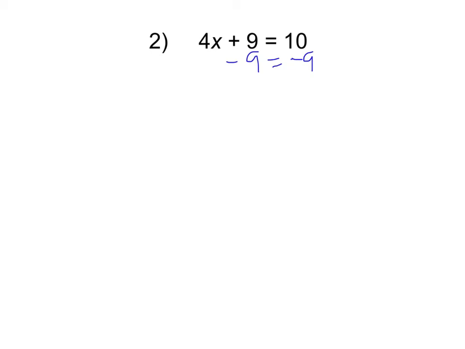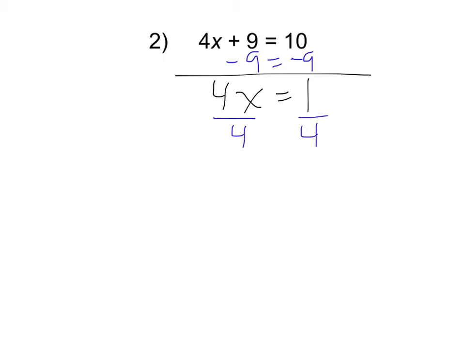Now that we've done that, that 9 is gone. All that's remaining on the left side is a 4x. 10 minus 9 only gives you 1. Next step, we have to undo the multiplication, and we undo that by division. So now we're going to divide both sides by 4, and the 4's will cancel out on the left side, which is what we wanted to happen, and 1 divided by 4, well, that's just 1/4.